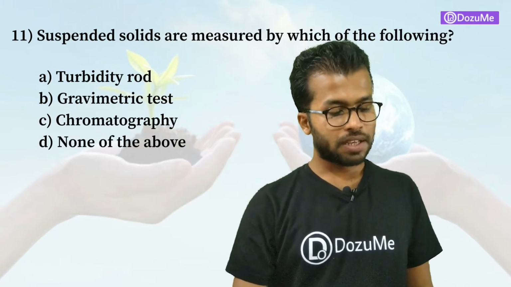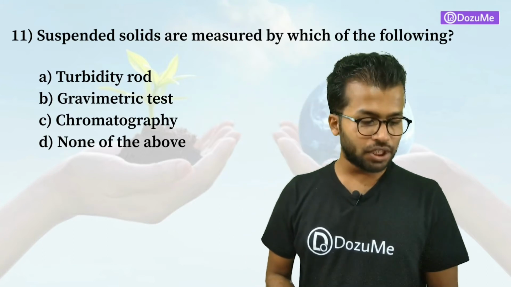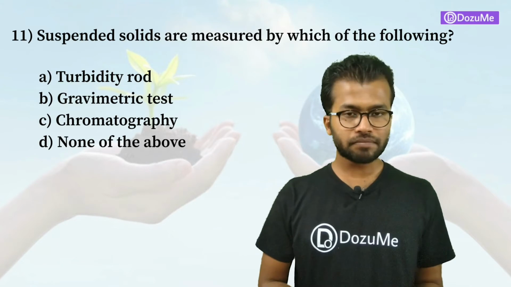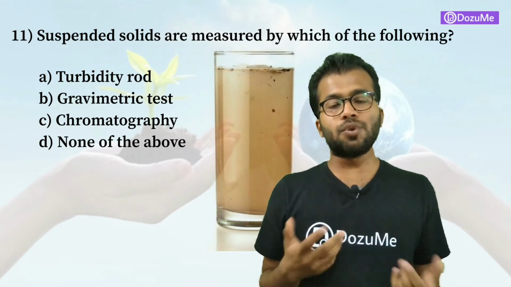Question number 11. Suspended solids are measured by which of the following? Turbidity rod, gravimetric test, chromatography, or none of the above? If you know the answer, comment it. Turbidity rod is basically used for the turbidity test.